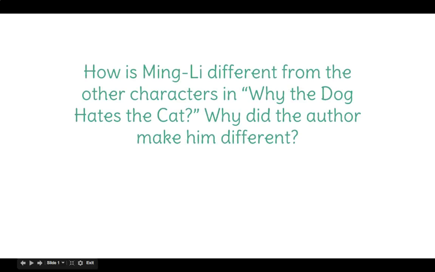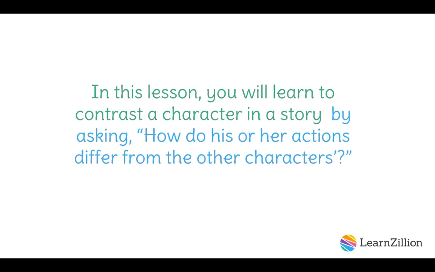How is Mingley different from the other characters in Why the Dog Hates the Cat? Why did the author make him different? In this lesson, you will learn to contrast a character in a story by asking how his or her actions differ from the other characters.